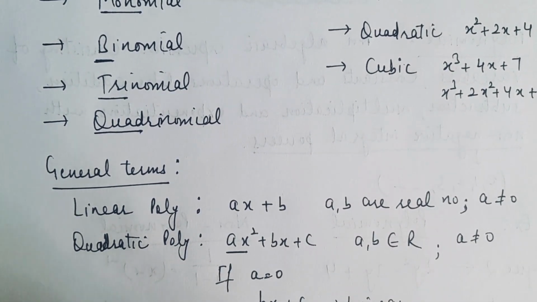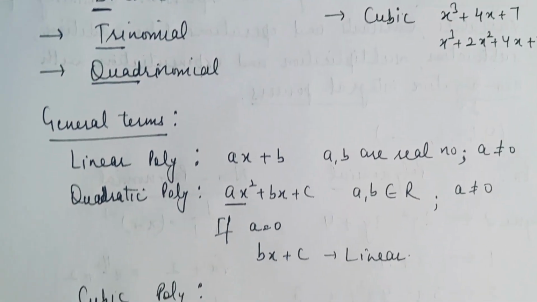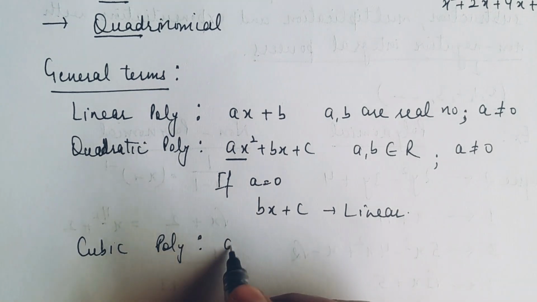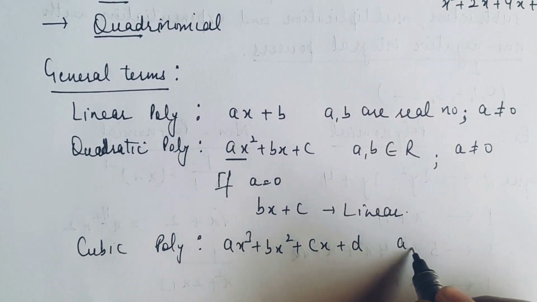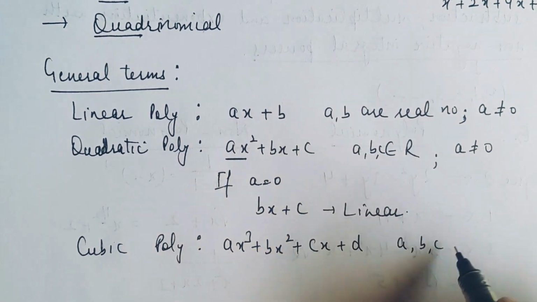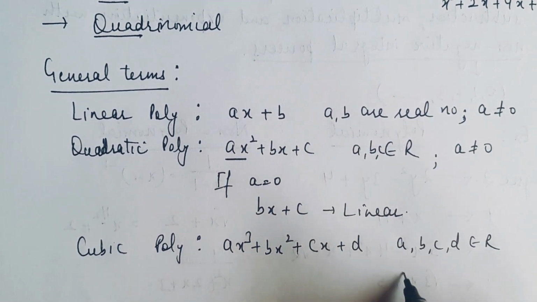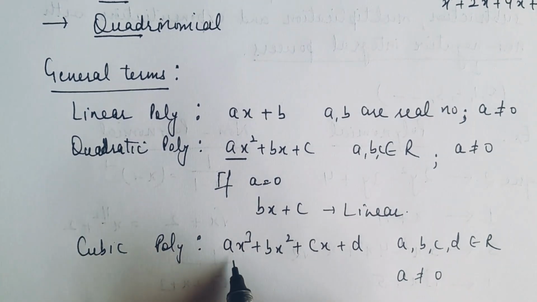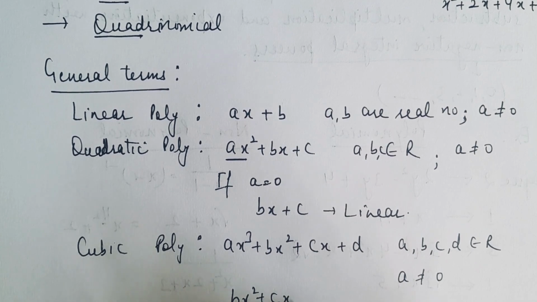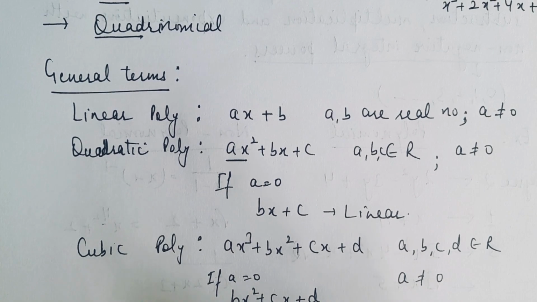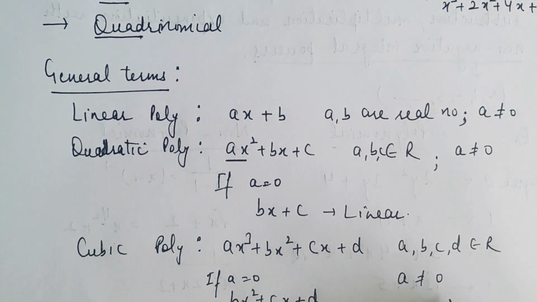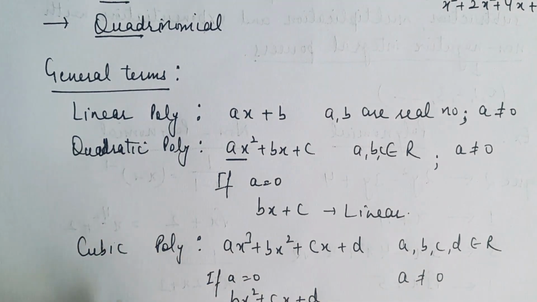Now similarly, for the cubic polynomial, the general term will be ax cube plus bx square plus cx plus d, where a, b, c, d are all real numbers, and again a should be non-zero. If a becomes 0, it will reduce to a quadratic polynomial. So that's why it is not possible. So a should be non-zero. So we can take the general terms of the linear, quadratic and cubic polynomial like this.